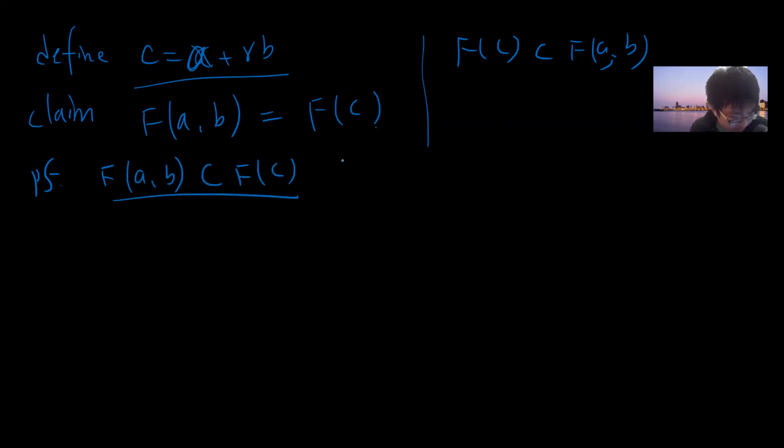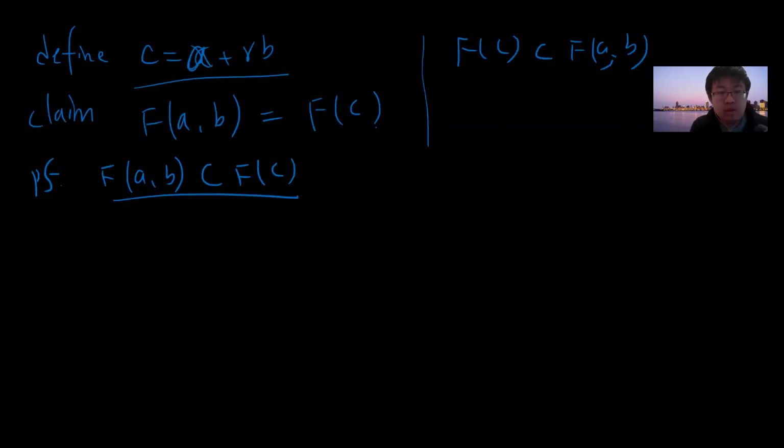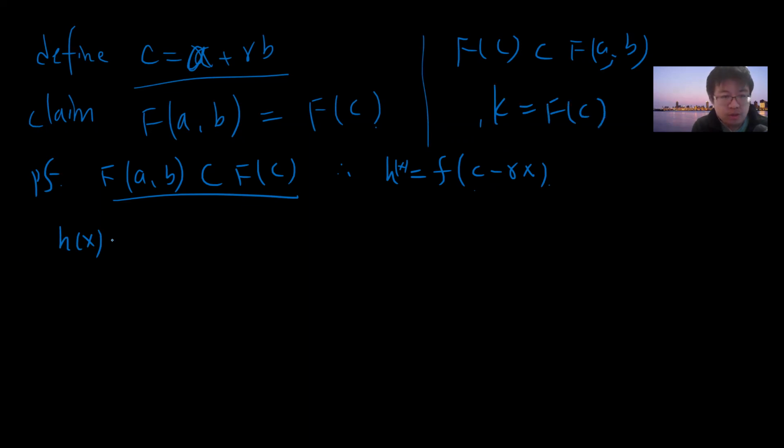Okay, so the idea is that we know b has a minimum polynomial g. Let's consider a function h of x, defined to be f(c - gamma x). By the way, let's define K to be F(c). So h(x) belongs to K[x]. And then we know that h(b) is 0, because f(c - gamma b) is f(a), which is 0.